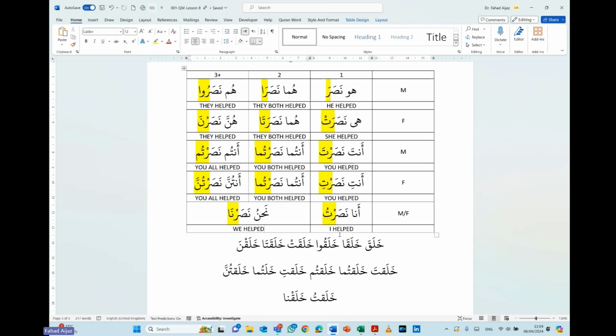If I throw a different one on you, do it for kafara. You're going to say, Huwa kafara, huma kafara, hum kafaru, hiya kafarat, huma kafarata, hunna kafarna. Anta kafarta, antuma kafartuma, antum kafartum, anti kafarti, antuma kafartuma, antunna kafartunna, ana kafartu, nahnu kafarna. That's what you want to achieve, right?